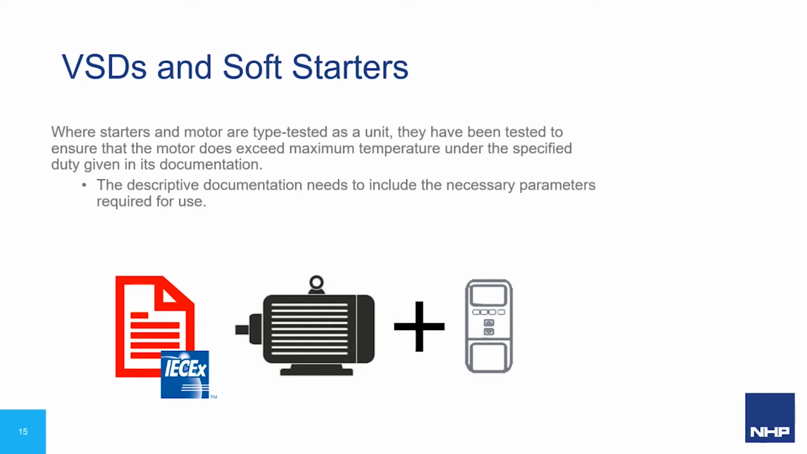So this descriptive document would be part of the IECEx certificate for the motor itself. And it would detail the model of the motor, the model of the drive that can be used, parameters that are used, and all of the limits that you need to stick to for the parameters to stay within the certification.